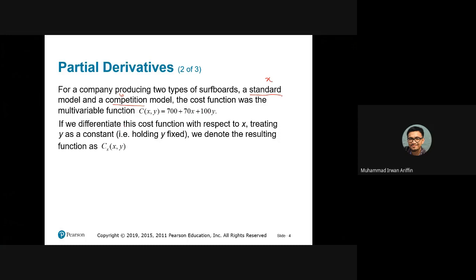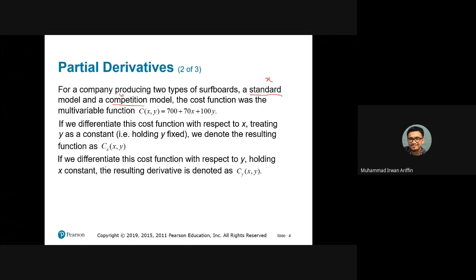If we differentiate this cost function with respect to x, treating y as a constant, in other words holding y fixed, we denote the resulting first derivative of the cost function with respect to x as c sub x. If we differentiate this cost function with respect to y, holding x constant, then the resulting derivative is denoted as c sub y.